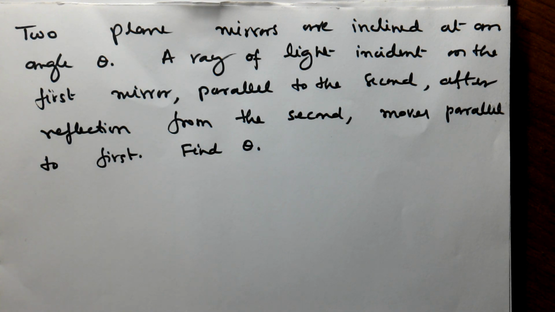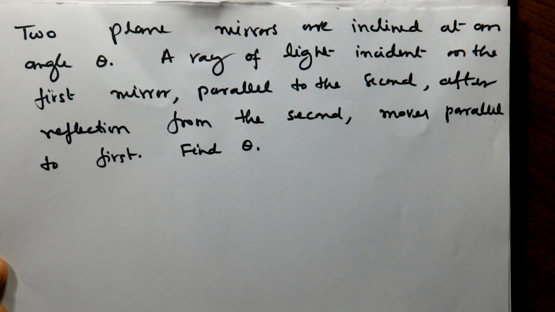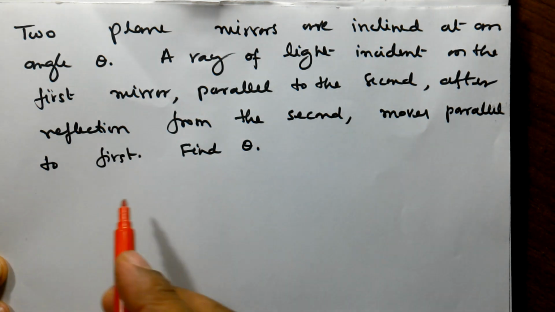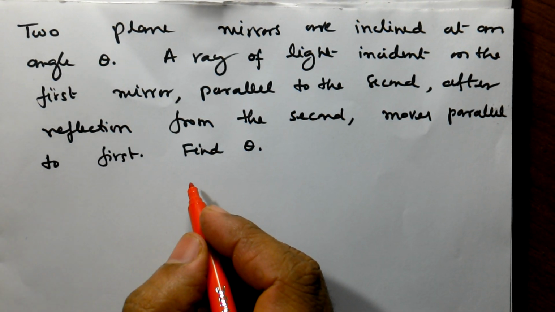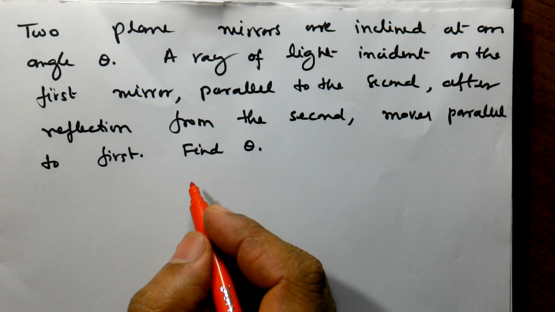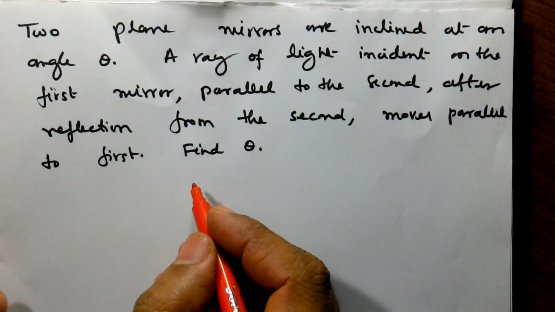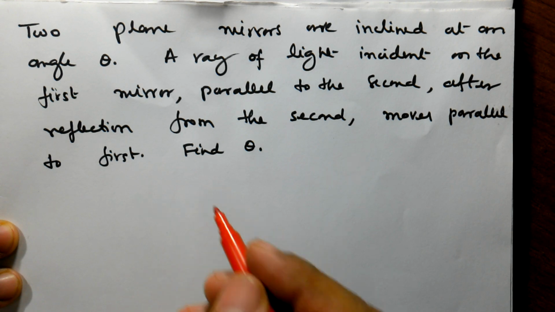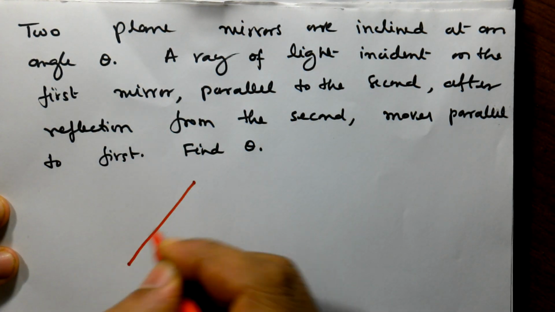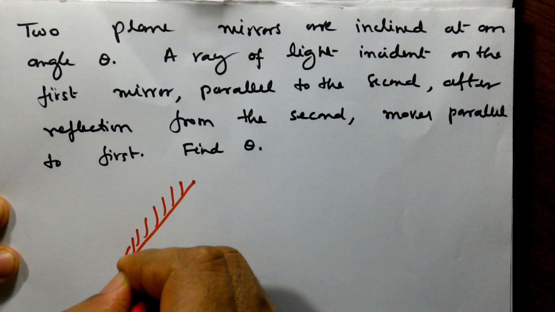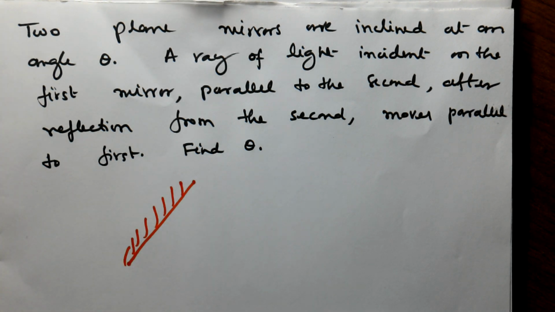This is related to plane mirrors. Now, 2 plane mirrors are inclined at an angle theta. Okay, let us assume that it is an acute angle. Let us not make it obtuse and complicated. If it is not acute, we will see the obtuse case. So, now consider 2 plane mirrors kept at an angle theta. Okay, one plane mirror like this and another plane mirror like this.